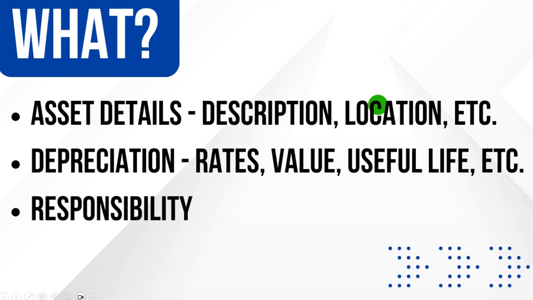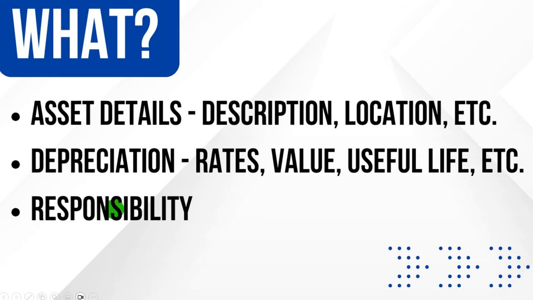What you may also find on a fixed asset register is an identification number for each asset. And that identification number is usually branded or stuck on to each asset, just so it links to the fixed asset register. You'll also find information about depreciation. So depreciation rates, the net book value of each asset, useful life, when the asset was purchased, when the asset was disposed of, those sort of things.